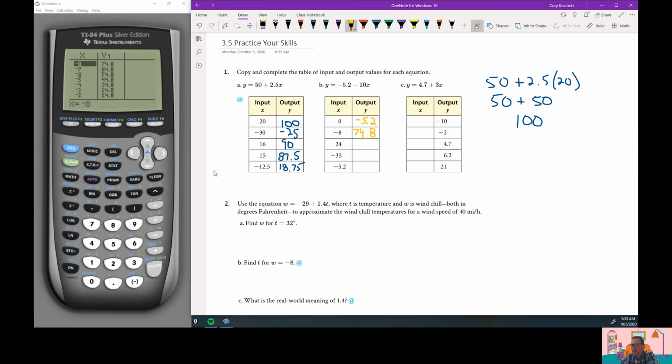Let's take care of these negatives. Let's do negative 35. Not sure that this is necessarily quicker in this case. We get 344.8. If I want to jump straight to 24 without scrolling all the way, I can do second and then window, which is table set, and I can tell it that I want it to start at 24. And then go back to my table, and it starts right at 24. So it would be negative 245.2.